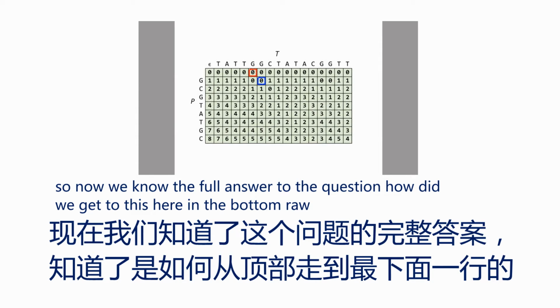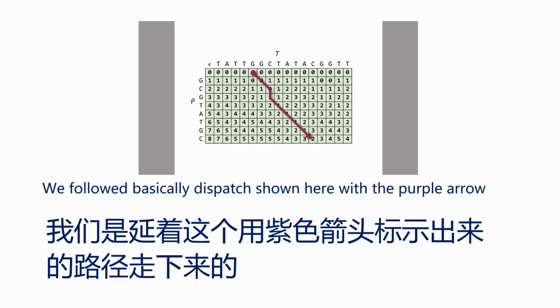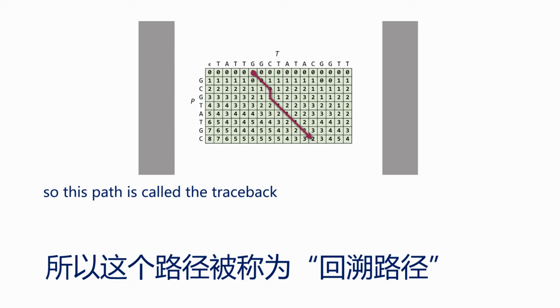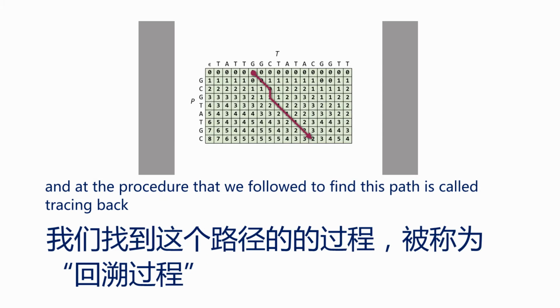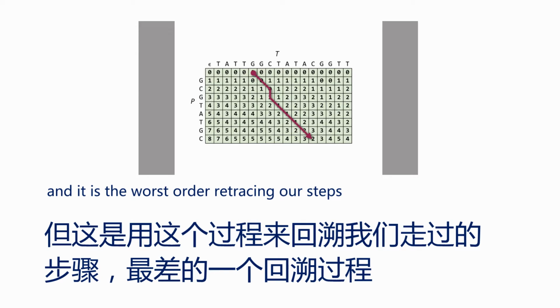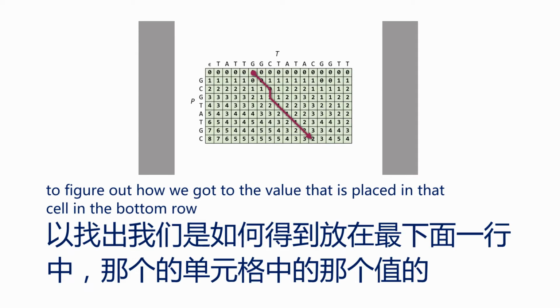So now we know the full answer to the question, how did we get to this 2 here in the bottom row? We followed basically this path shown here with the purple arrow. So this path is called the traceback. And the procedure that we followed to find this path is called tracing back. And it's as though we're sort of retracing our steps to figure out how we got to the value that was placed in that cell in the bottom row.